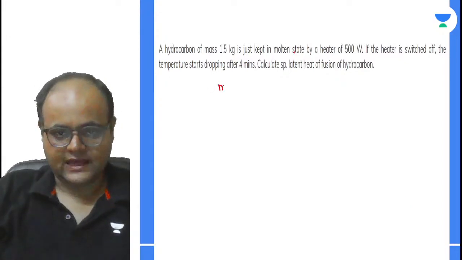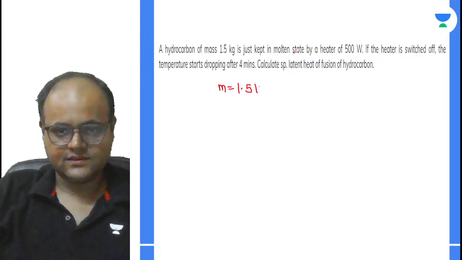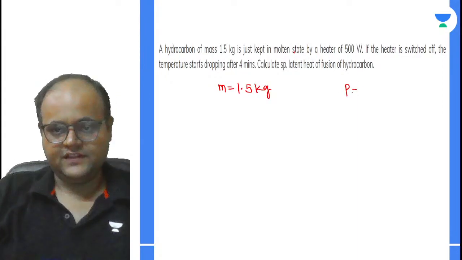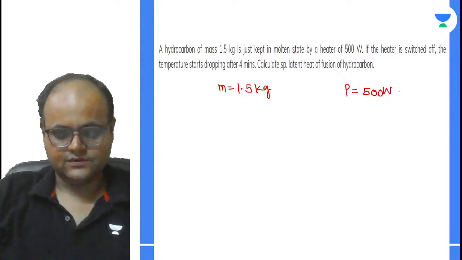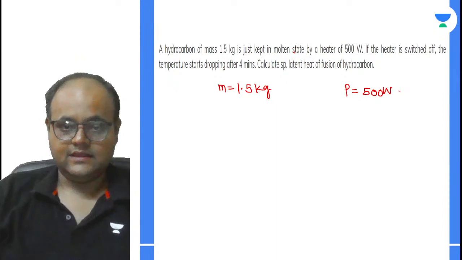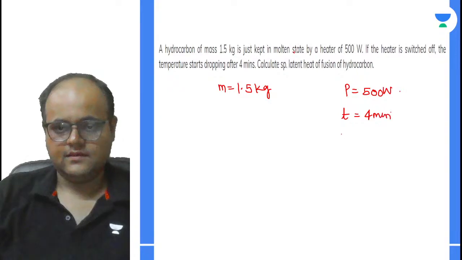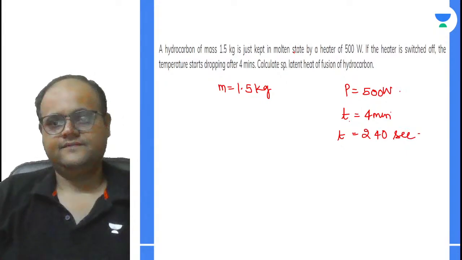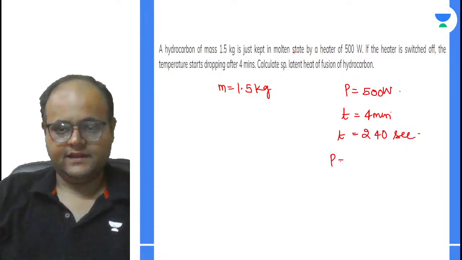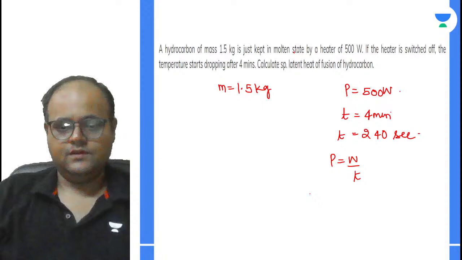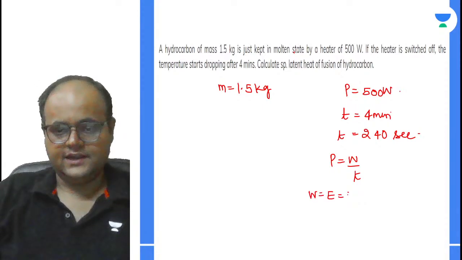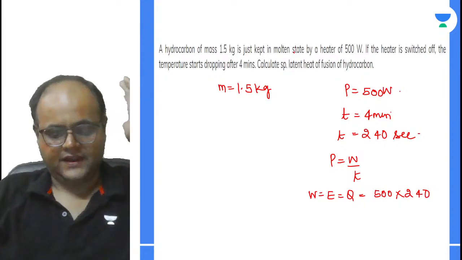The mass of the hydrocarbon is given as 1.5 kgs. Okay. The power of the heater is given 500 watts. Yes. And the time here is 4 minutes, which is 240 seconds. Okay. Now power is work upon time. Work is nothing but your energy. Here it will be Q. So this will be P into T, 500 into 240.